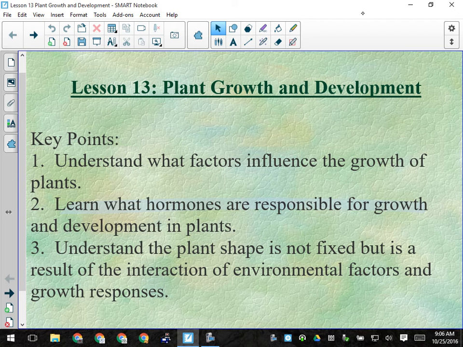Thirdly, understand that plant shape is not fixed, but it is the result of the interaction of environmental factors and growth responses. These two plants are genetically identical. I grew this one from that one a while back. Do they look exactly the same? This one looks like it needs some water. It's pretty light.